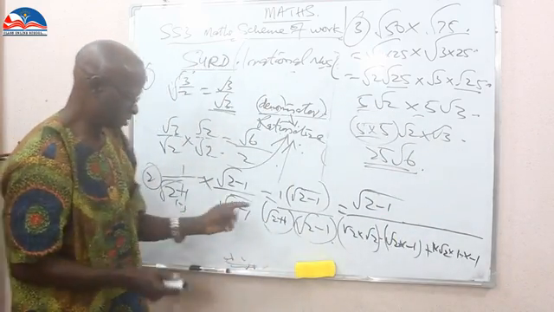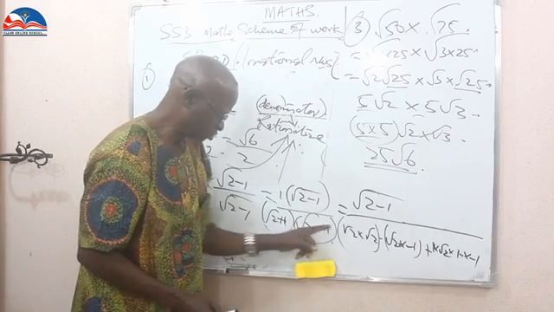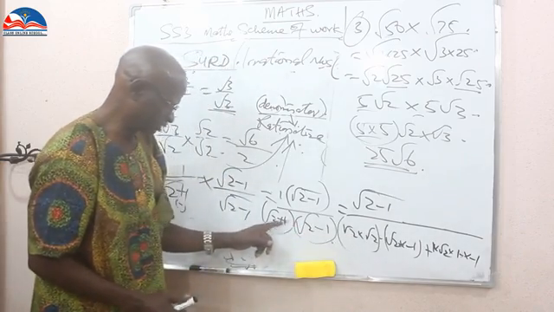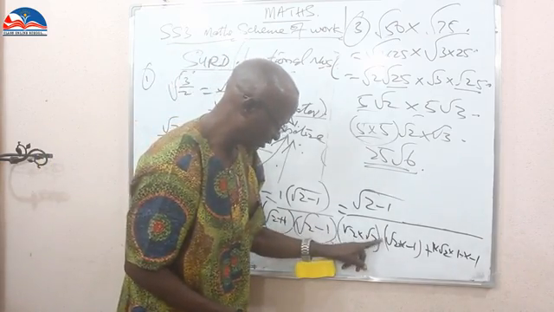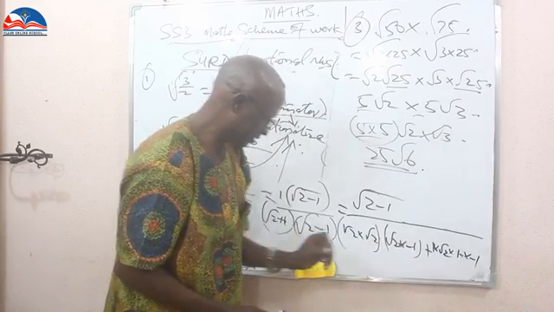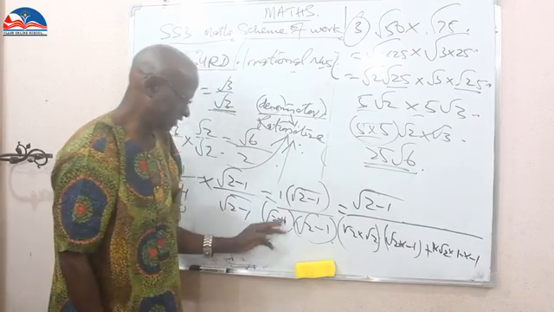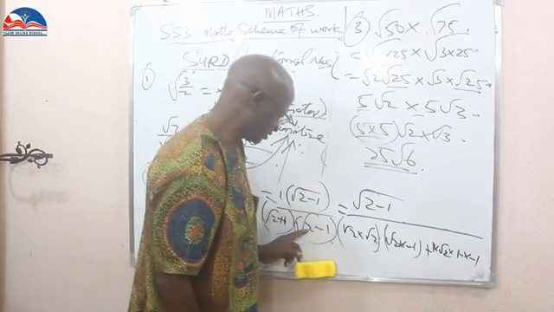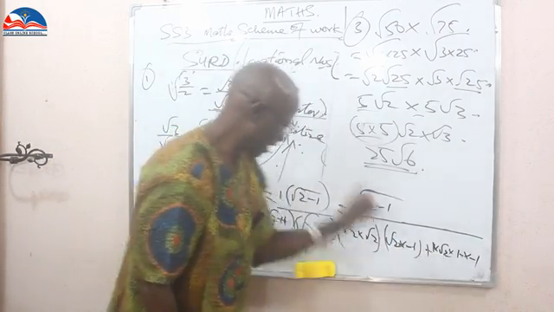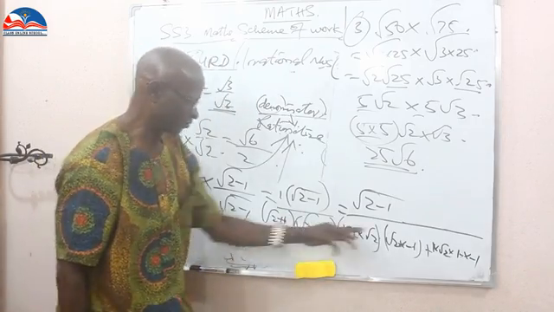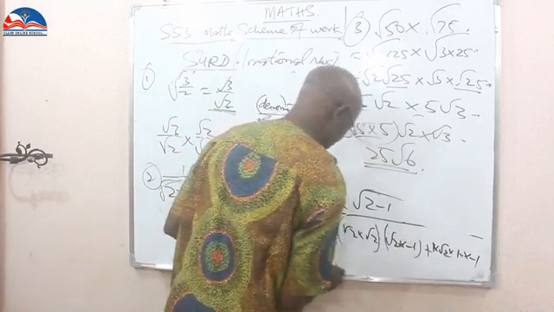I'll take it again. I'm taking root 2 times root 2. Then root 2 times minus 1. Then, taking this again, 1 times root 2, and then again 1 times minus 1. The answer I will now get is this.